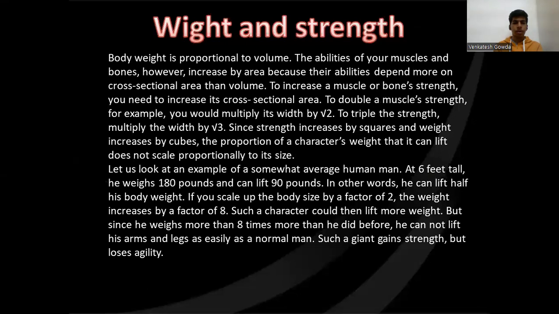Let us look at an example of a somewhat average human man. A 6 feet tall human being weighs 180 pounds and can lift 90 pounds. In other words, he can lift half of his body weight. If you scale up the body size by a factor of 2, the weight increases by a factor of 8. Such a character could then lift more weight, but since he weighs 8 times more than he did before, he cannot lift his arms and legs as easily as a normal man. Such a giant gains strength but loses agility.